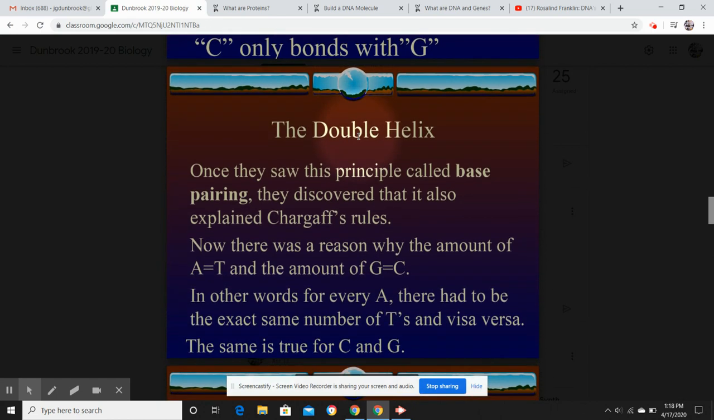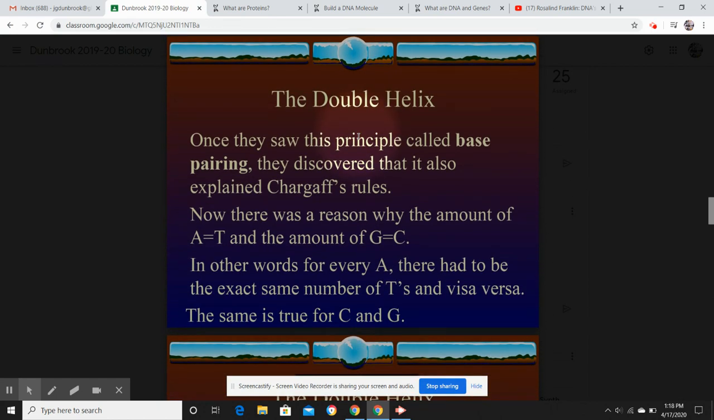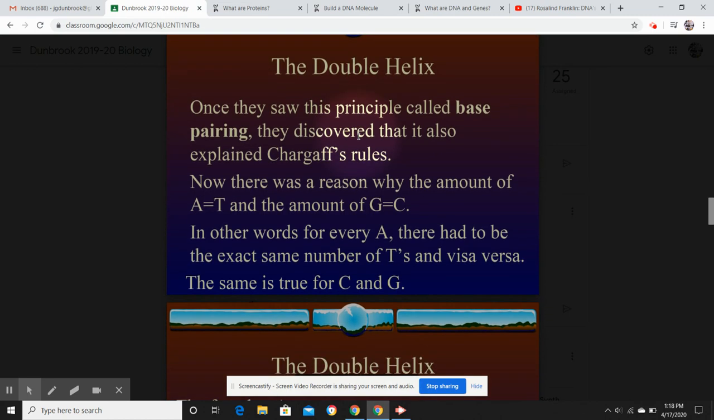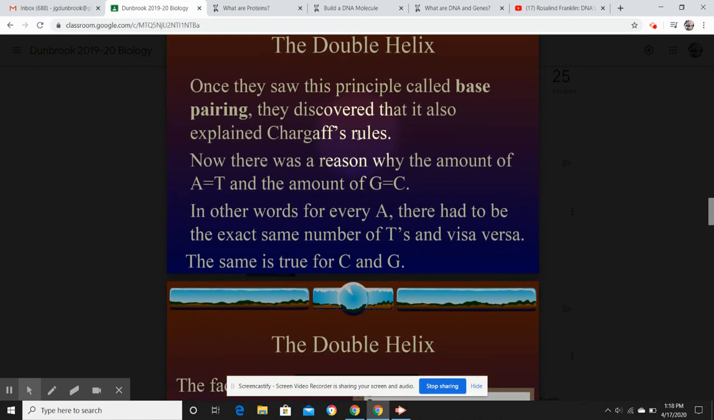Again, the base pairs are held together by what we call hydrogen bonds. Once they saw this principle called base pairing from Chargaff, again, this is Watson and Crick we're talking about. Once they saw Chargaff's rules, and then they saw Rosalind Franklin's photograph, or her X-ray photograph, they started putting it all together.